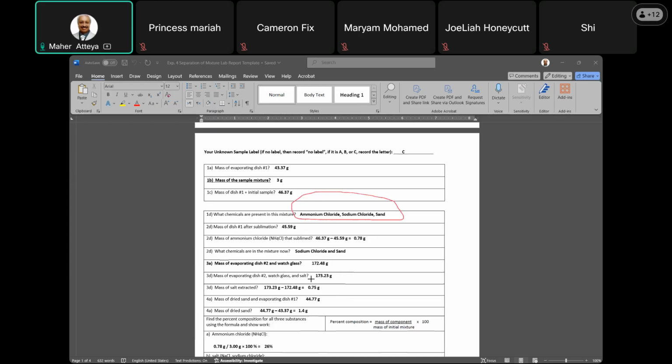Now, we start heating, correct? After heating, the question is what we will have. We'll have only 2 left. The ammonium chloride is blanked out.